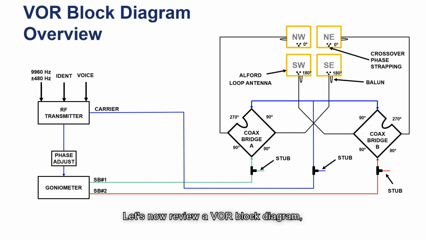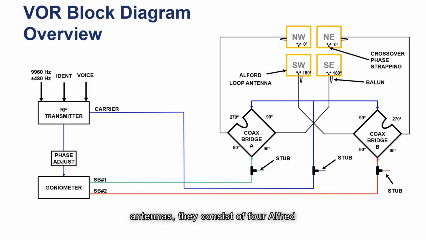Let's now review a VOR block diagram, starting with the RF transmitter, which provides the modulated carrier to the antennas and unmodulated carrier to the goniometer. The goniometer generates the 2 sideband suppressed carrier signals, and coax bridges A and B route the RF inputs into the antenna array to provide impedance matching for maximum power transfer and are used to isolate the different inputs from one another and to provide the proper RF phasing to the antennas.